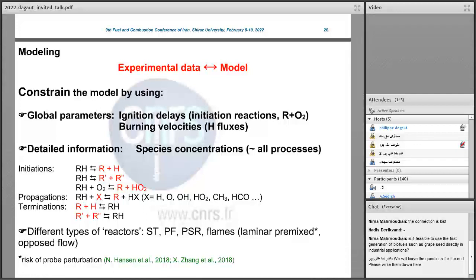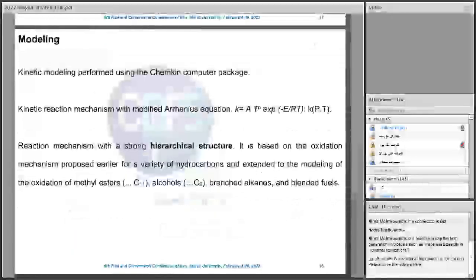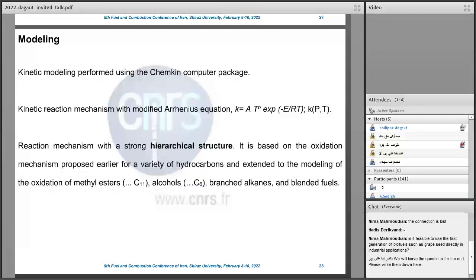For some of the flames, we are aware of probe perturbation that can cause some difficulties in the interpretation of the data. For the modeling, the kinetic modeling is performed using the Chemkin computer package. And so the kinetic reaction mechanism consists of a modified Arrhenius equation of this kind.